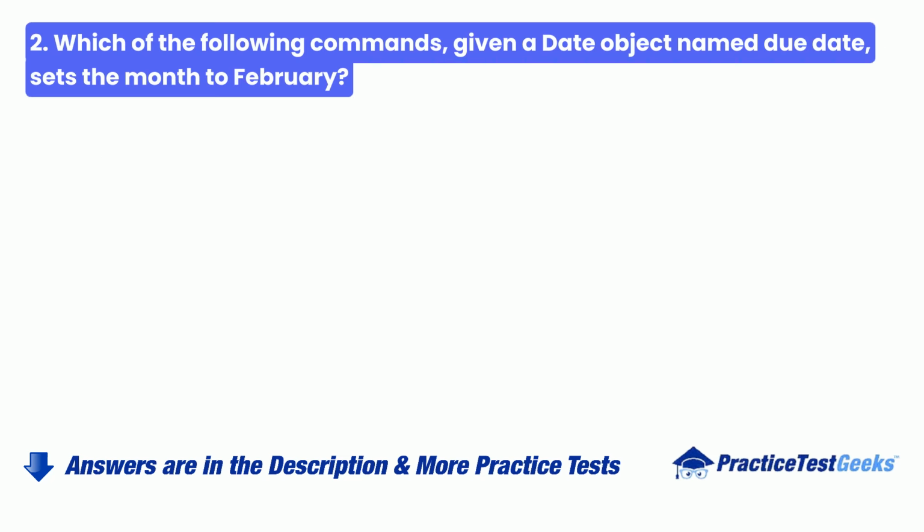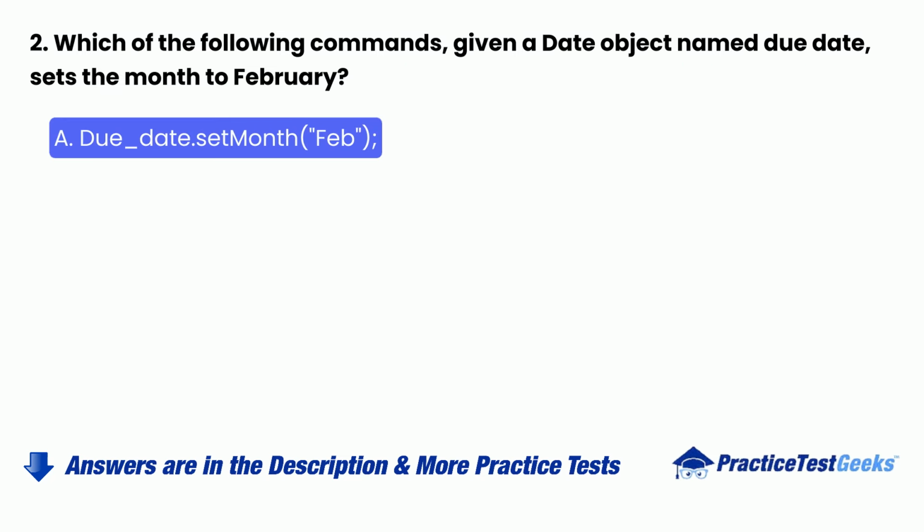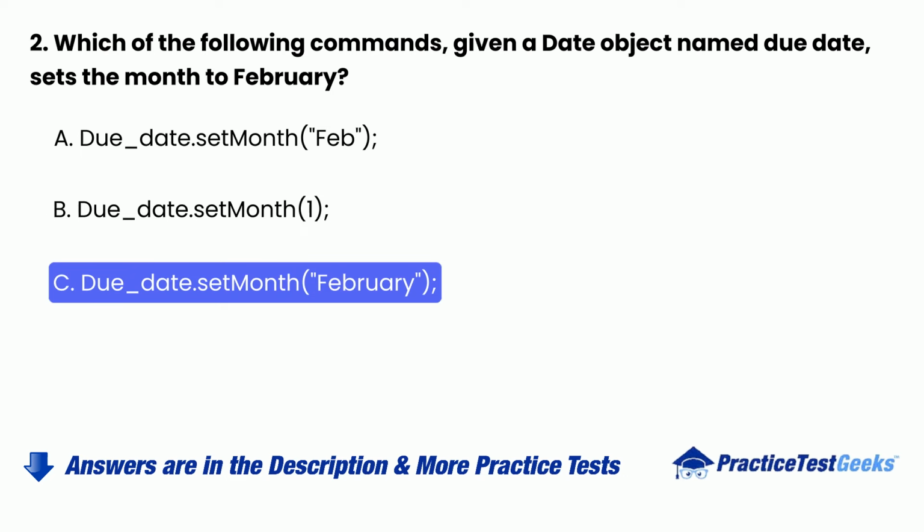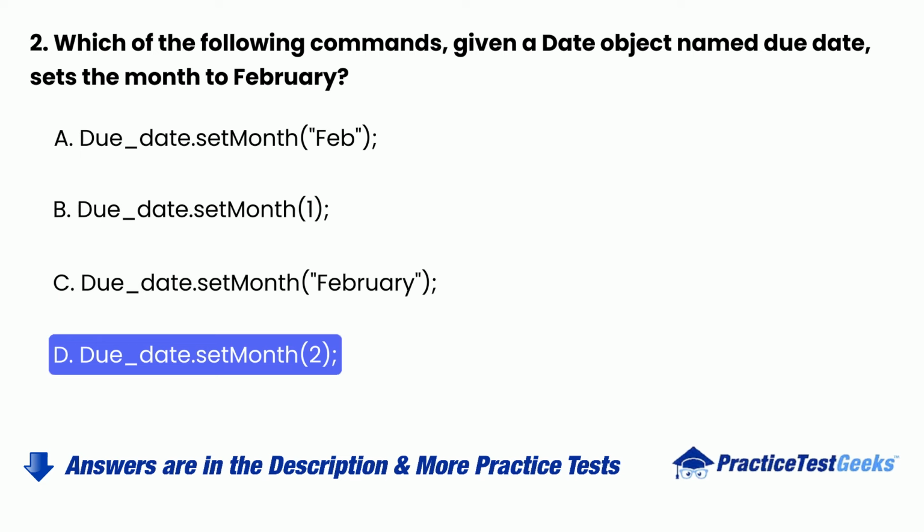2. Which of the following commands, given a date object named DueDate, sets the month to February? A. DueDate.setMonth. B. DueDate.setMonth. C. DueDate.setMonth. D. DueDate.setMonth.